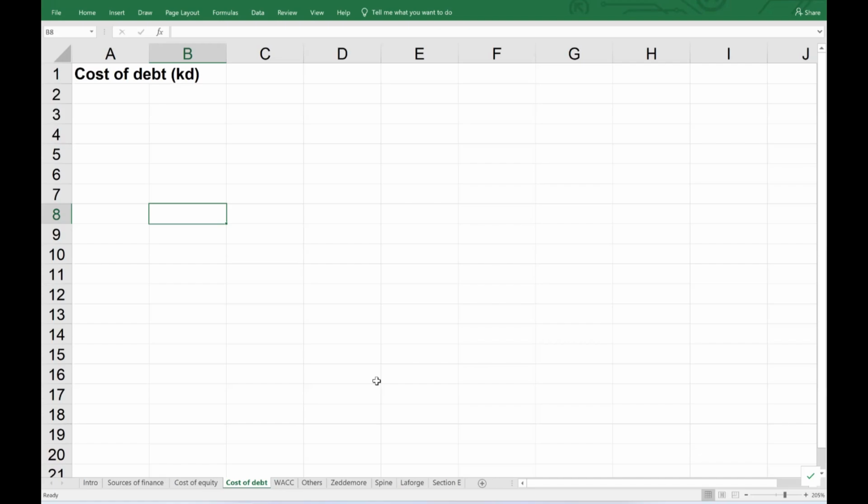Our objective was to find the cost of capital. We are basically focusing on how to find the cost of capital, our weighted average cost of capital, right? To find it, first we have to find the cost of equity, then the cost of debt, and once we have both available, only then can we find the cost of capital, our weighted average cost of capital.